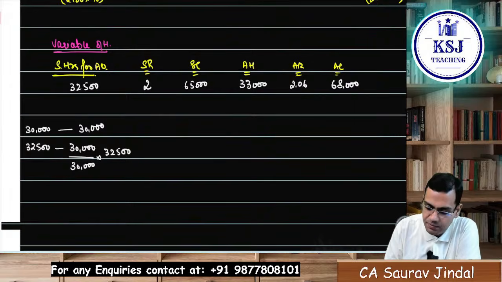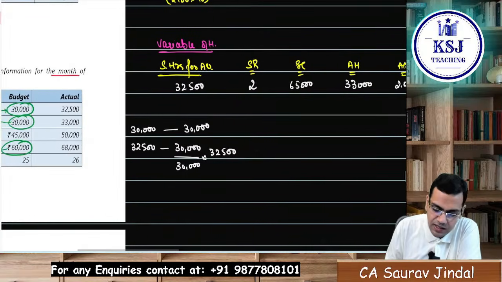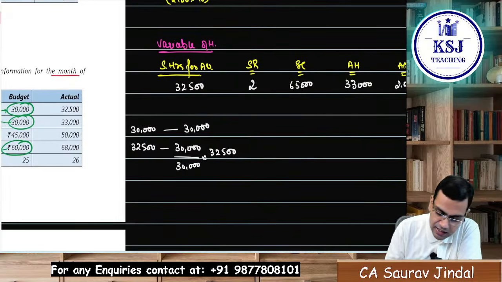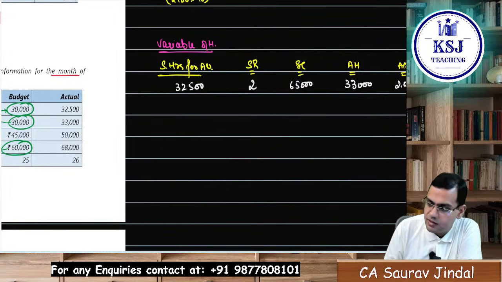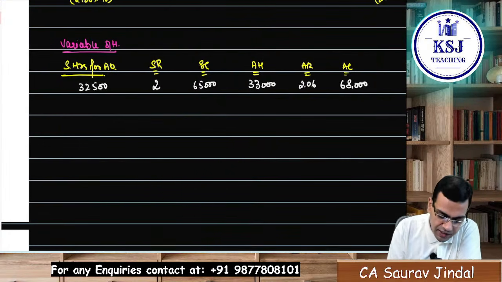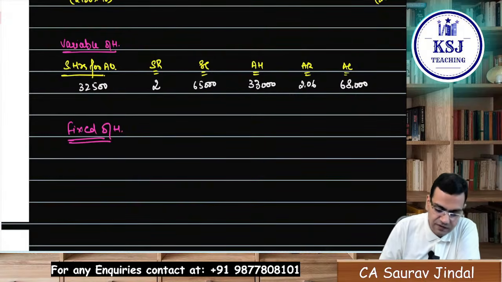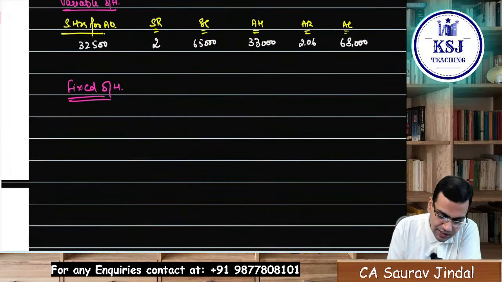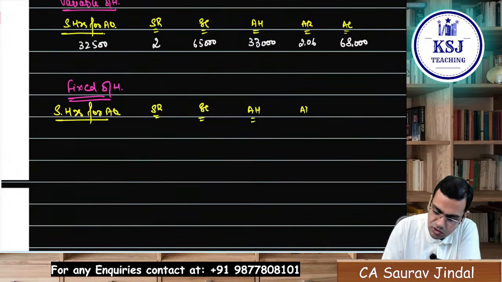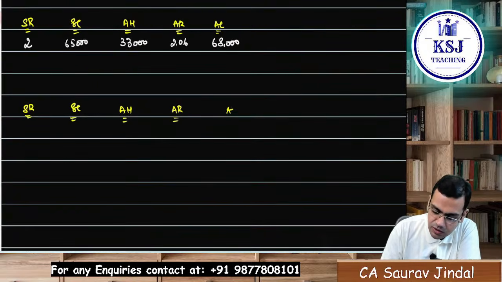Now let's try to prepare in the similar fashion. Let's try to prepare it for the fixed overheads, right? In the similar way, we'll try to prepare it for the fixed overheads. So what will be there for the fixed overheads? Standard hours for actual output, standard rate, standard cost. Actual hours, actual rate, actual cost, budgeted hours, budgeted rate, and budgeted cost.